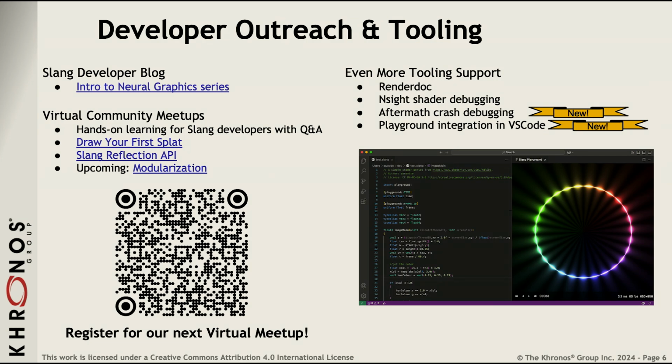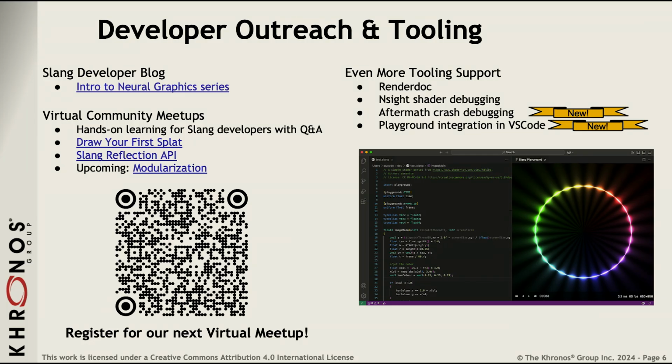But for more interactive learning, we've been hosting a series of virtual community meetups. These are hands-on sessions that allow you to code along with us and ask questions in real time. Our past topics have ranged from compiling your first shader to a detailed look at the reflection API to tinkering around with Gaussian splats. So we've got a session upcoming in September, which you can get the registration info for by following this QR code. That will be looking at Slang's module system, and it's going to be hosted by Yong.